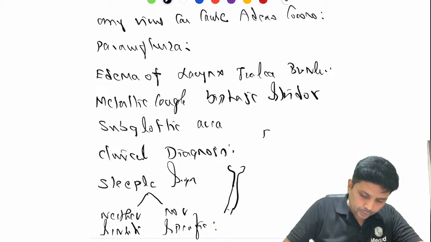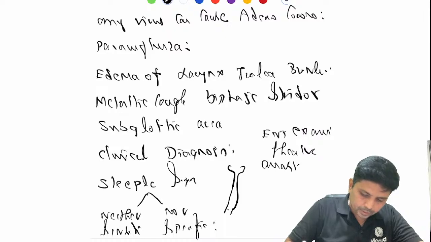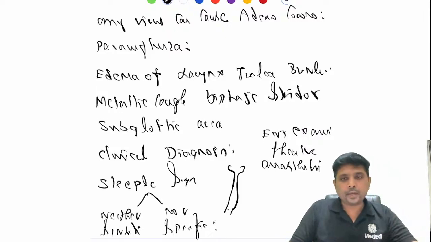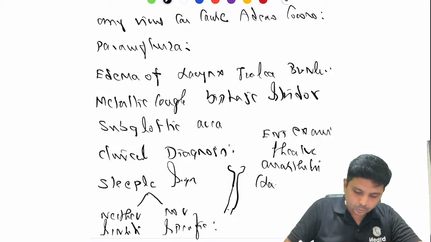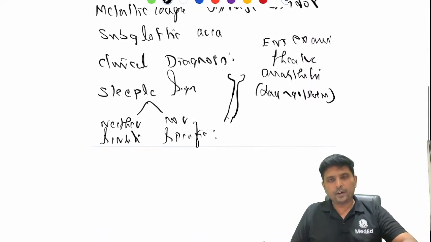So always when you have doubt, ENT examination should be done in theater with the help of an anesthetist. Why? Because they can suddenly go for laryngoscopy.